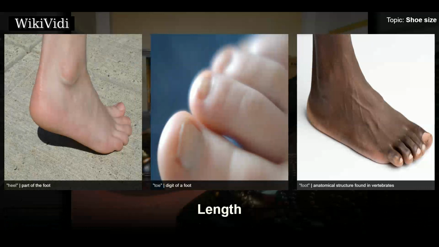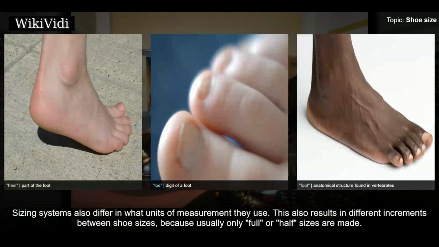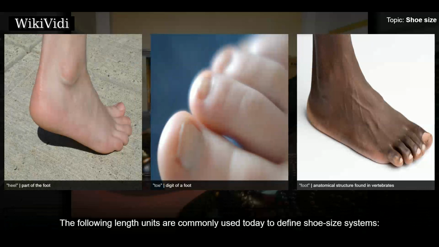Length. Sizing systems also differ in what units of measurement they use. This also results in different increments between shoe sizes, because usually only full or half sizes are made. The following length units are commonly used today to define shoe size systems.